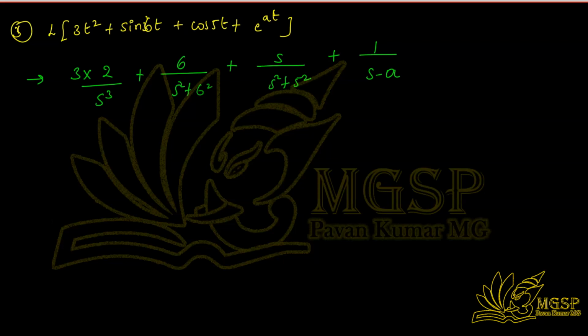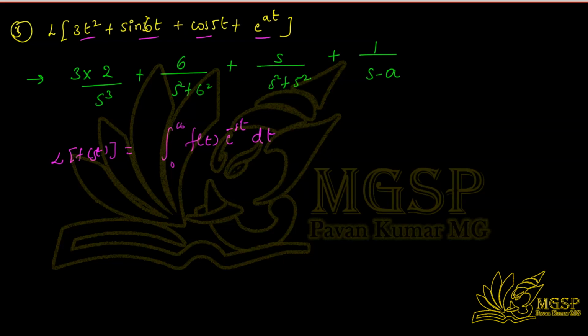If you want, you can directly find it using the definition I have told: F of s is equal to the integral from 0 to infinity of f of t times e power minus st dt. If you apply it one by one, you can easily solve this.